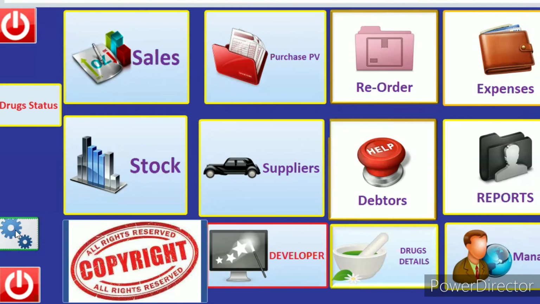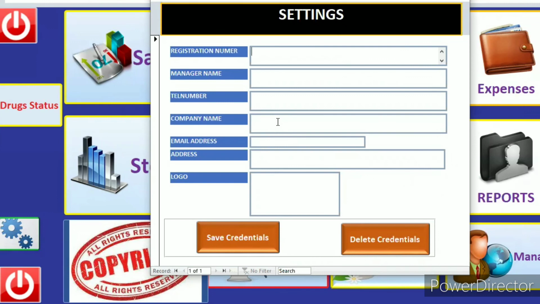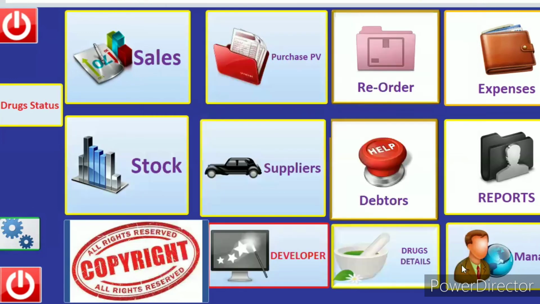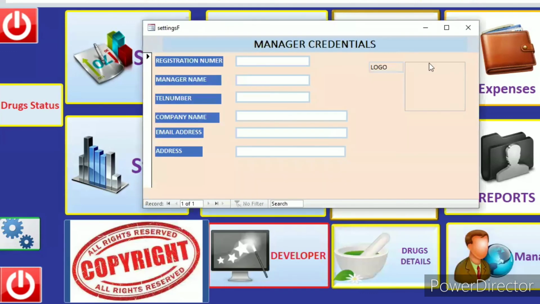Here is also the settings. Maybe you want to enter your credentials as your business. So you need to enter the registration number. Most places that have pharmacies will normally have a registration number. You enter the manager's name there, the telephone number, company name, email address, then your personal address, and then the logo. And when you enter the logo, all your information will fill there. When you come back to the manager page, you see that your details will be here as well.